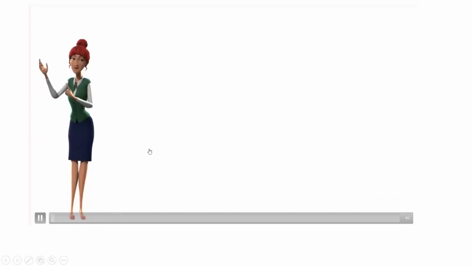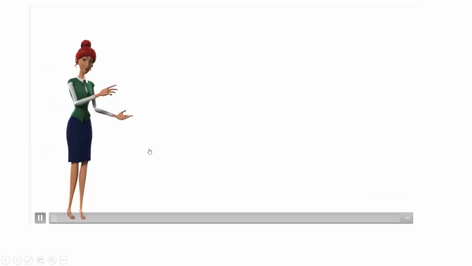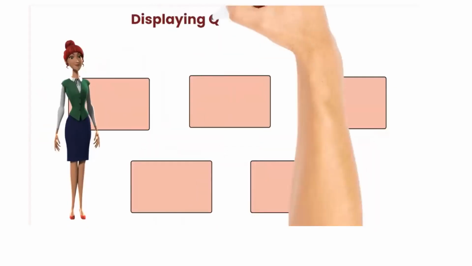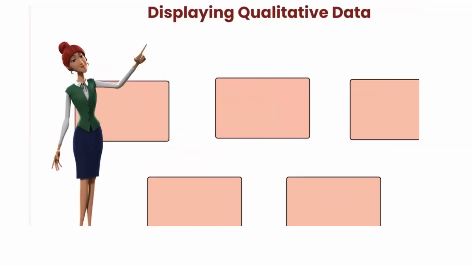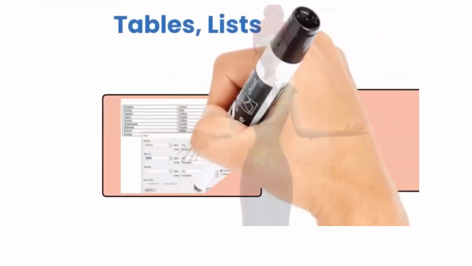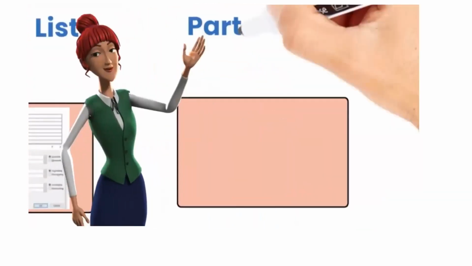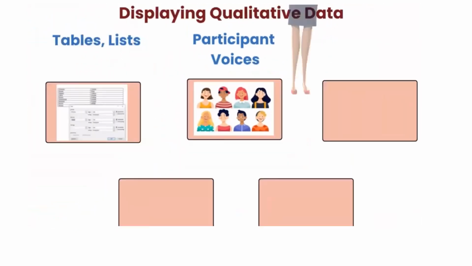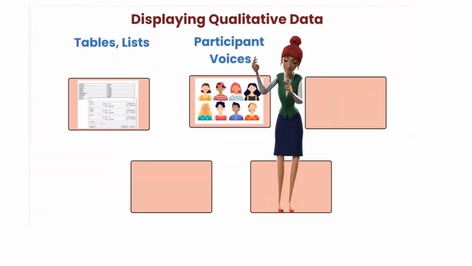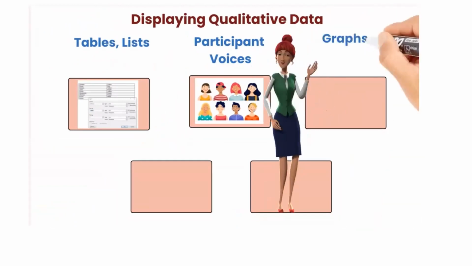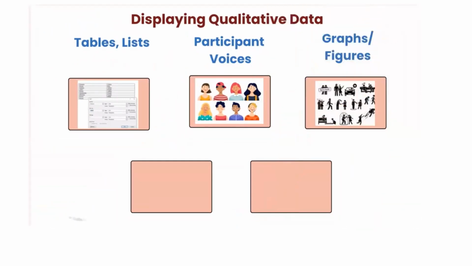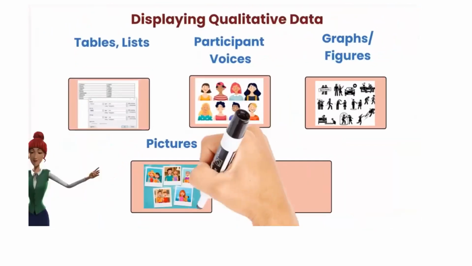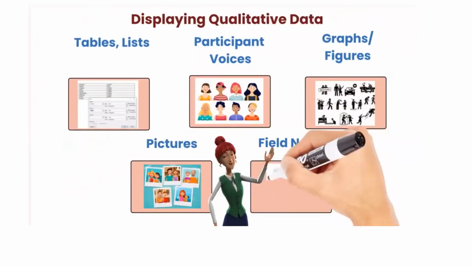Based on qualitative research books and my personal experience, there are commonly 5 ways of displaying data. Number 1, through tables and lists. Then participants' voices can be important data in qualitative research. Then modern ways include making graphs and figures. Number 4, pictures are very important. Number 5, field notes or observation.